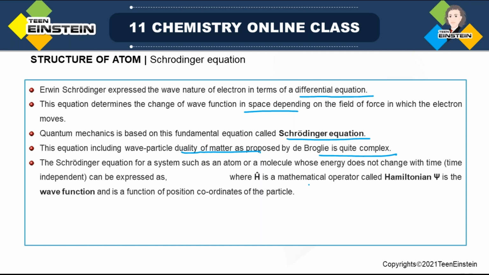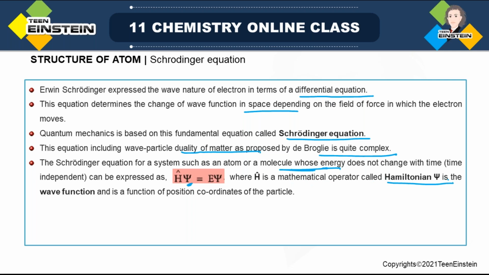So this equation is for a system such as an atom or a molecule whose energy does not change with time, that means it is time independent. So this condition must be present. If you are applying it for an atom or molecule where energy is not changing with time, that means energy is time independent, it can be expressed like this. Here you can see this term H, psi, that is equal to E into psi. Where H is a mathematical operator which is known as Hamiltonian.